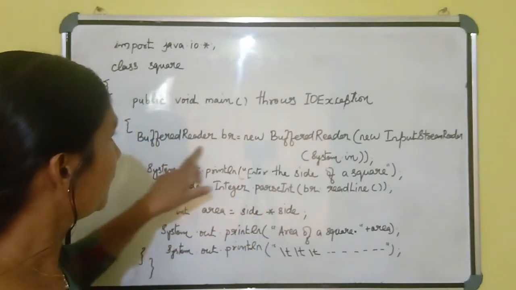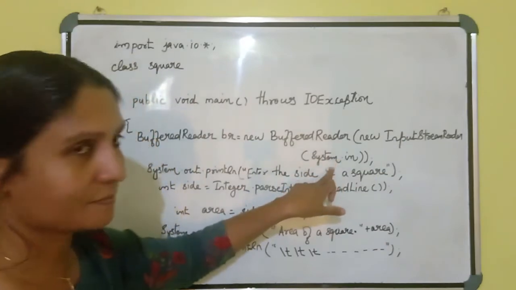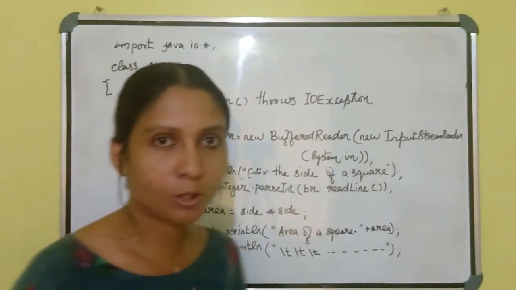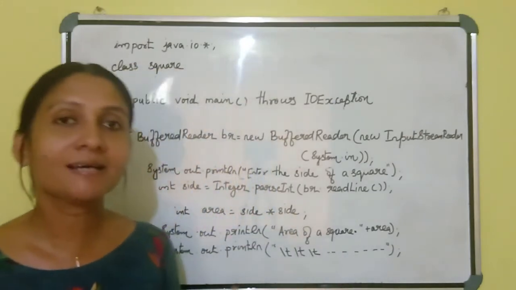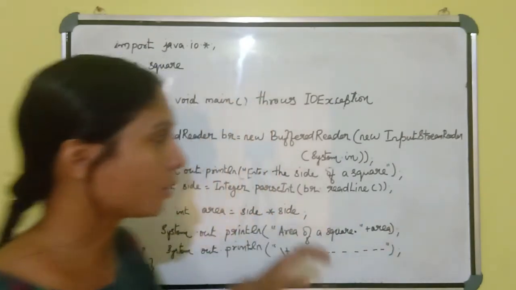How can you write it? BufferedReader br is equal to new BufferedReader(new InputStreamReader(System.in)); close these two brackets and semicolon. What's the use of the semicolon? It is used to terminate statements. How can you end a statement? With the help of a semicolon in Java.